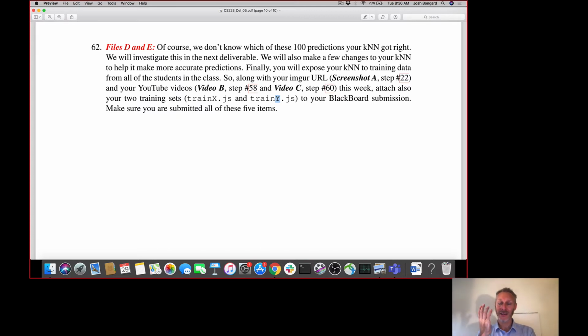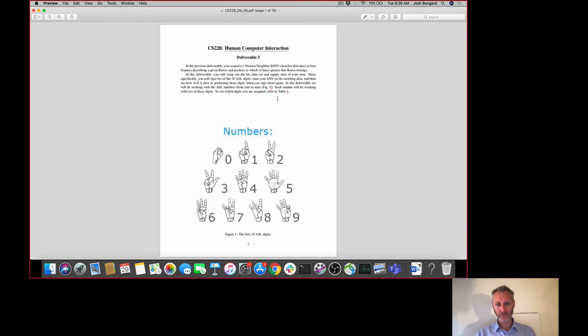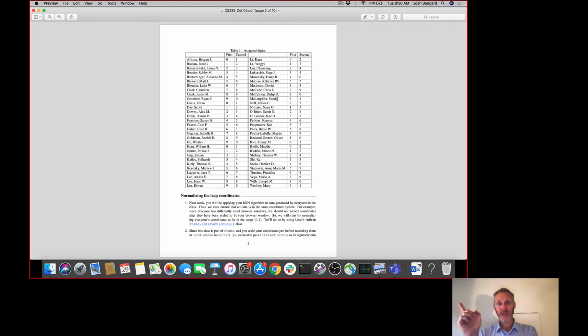So we're going to be collecting at the end of Deliverable 5 data from all of you for your 2 digits. We're going to combine that into one big data set. And at the beginning of next week, Deliverable 6, you'll be downloading a zip file that will contain a total of 60 students times 2 files each. That zip file will contain 120 files. Each file contains a tensor, so you'll be downloading a data set that contains 120 tensors, and you'll be training your KNN on an increasing number of those 120 tensors in Deliverable 6.